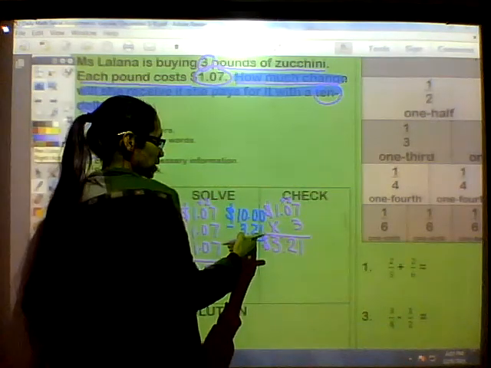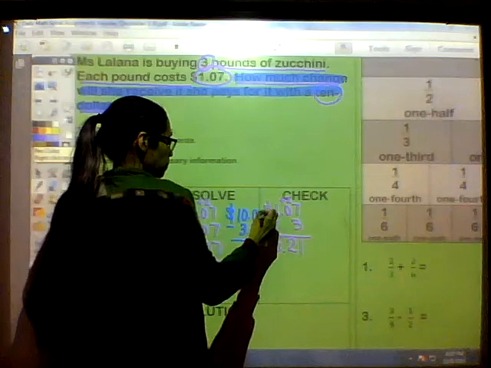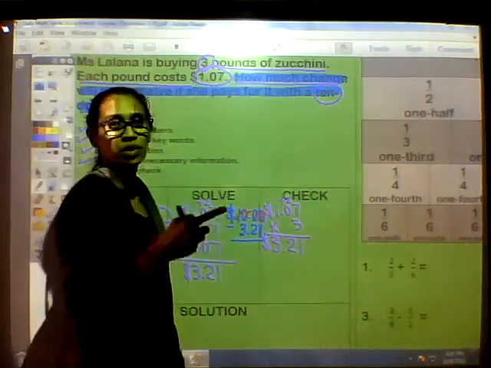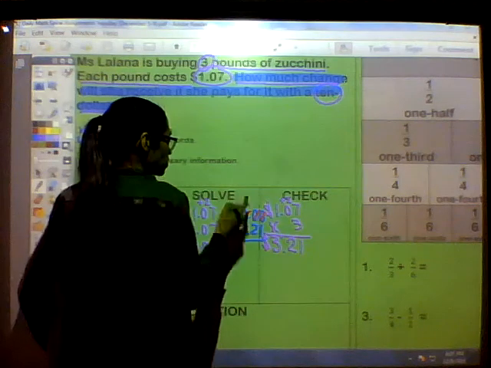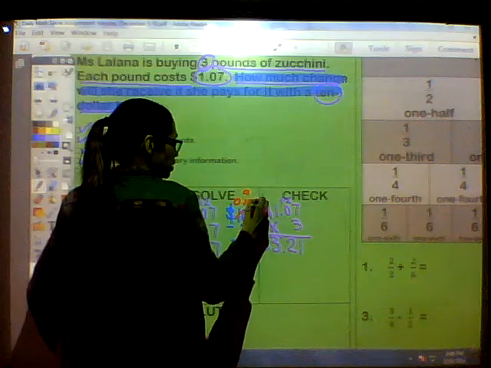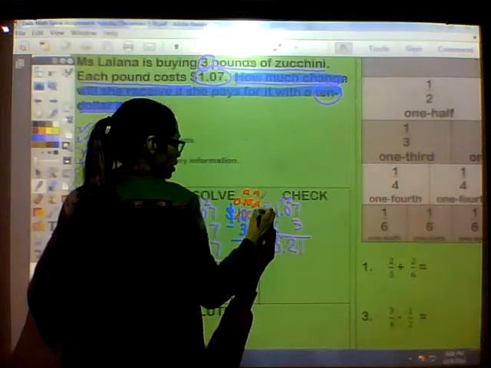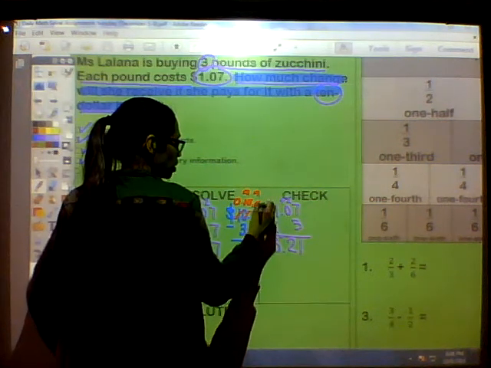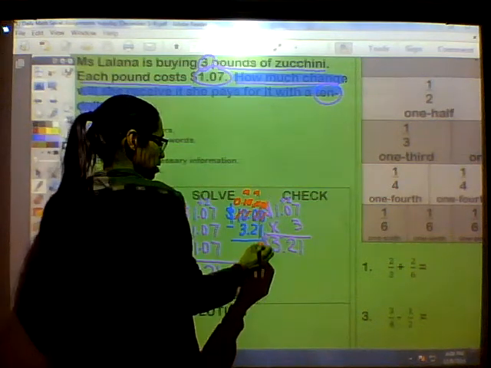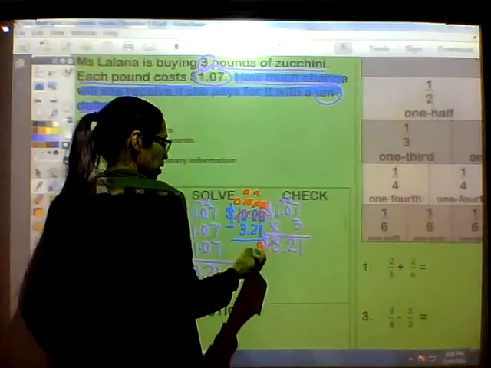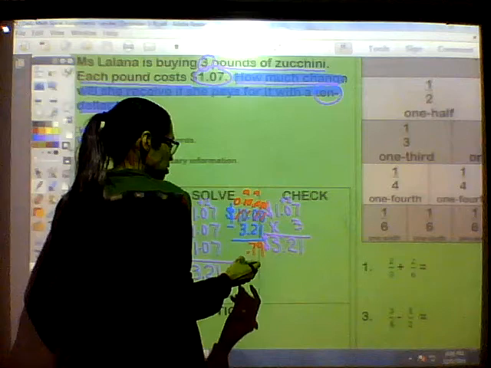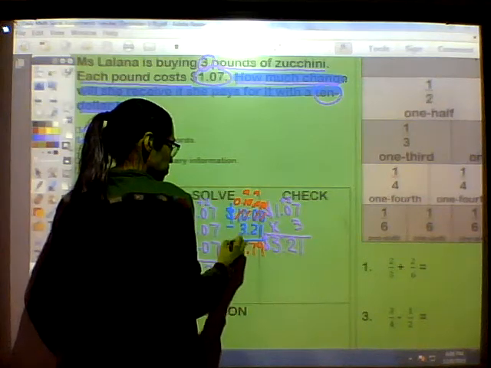0 minus 1, can't do it. We need to regroup. Borrow, borrow, borrow. Oh my gosh. Zeros are always broke. They never have anything. 1 becomes a 0. That 0 becomes a 10, which becomes a 9. That becomes a 10, which becomes a 9. And that 0 becomes a 10. 10 minus 1 is 9. 9 minus 2 is 7. That decimal comes down. 9 take away 3 is 6.